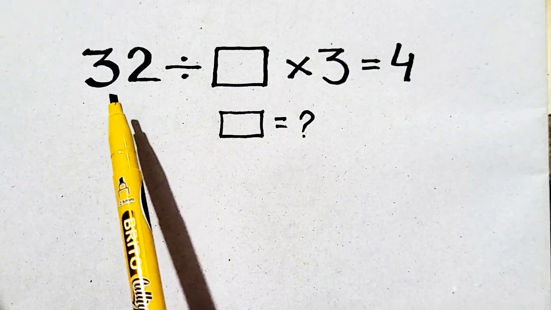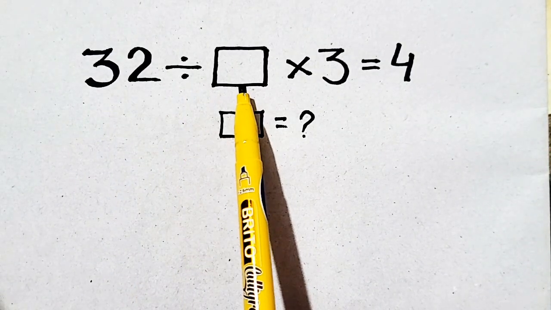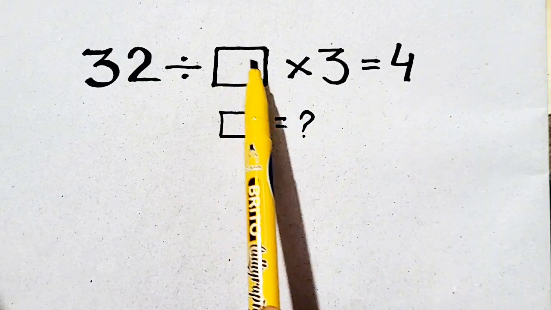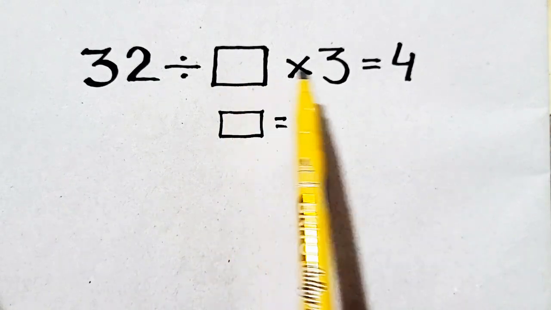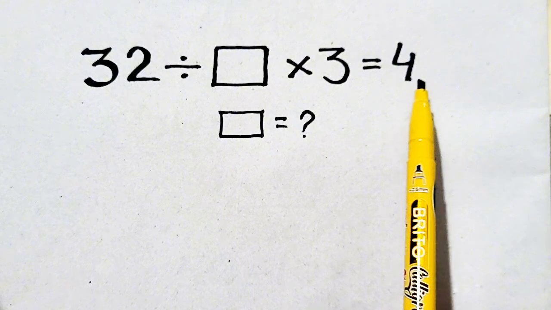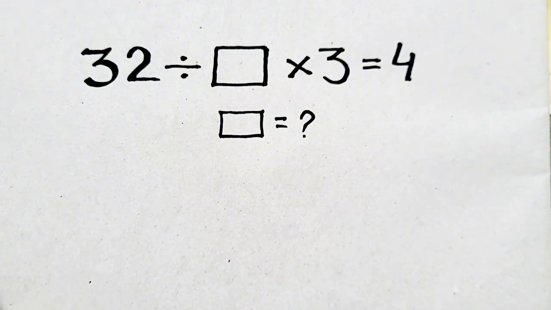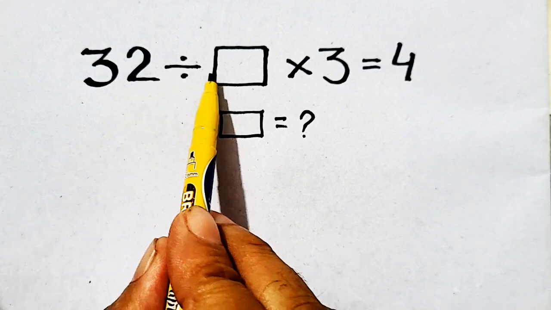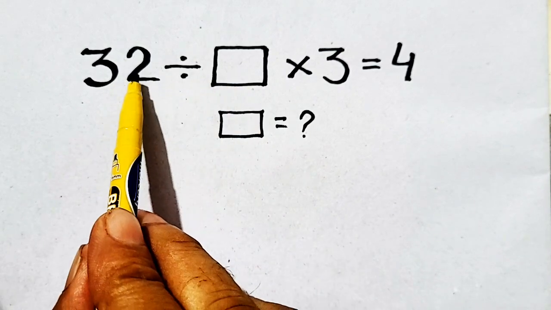For respected audience: 32 divided by fill in the blank times 3 is equal to 4. We have to fill this box to get the answer 4. So if we put 8 here, 32 divided by 8, we will get 4.